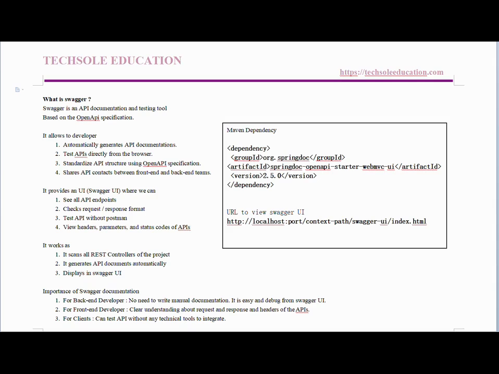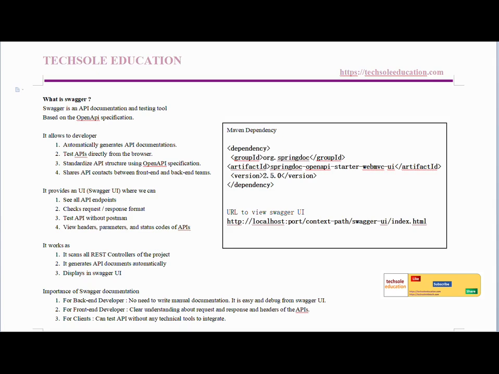Okay, importance of Swagger documentation. For backend developers, there is no need to write manual documentation, and it is easy to debug from Swagger UI. For front-end developers, there is a clear understanding of the request, response, and headers of the APIs. For clients, external clients can test APIs without any technical tools to integrate in their systems.